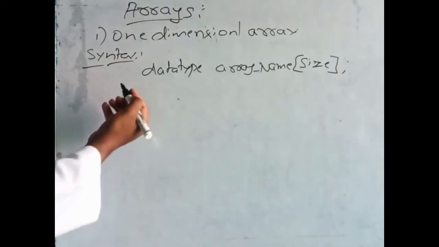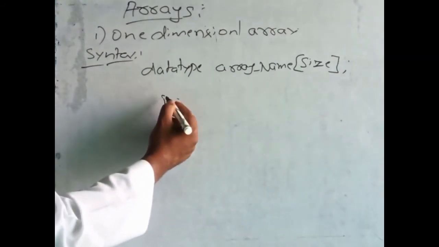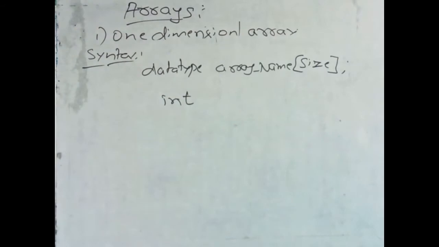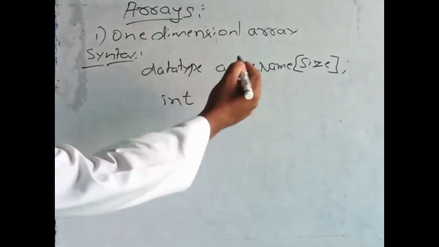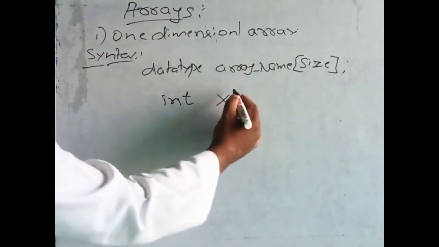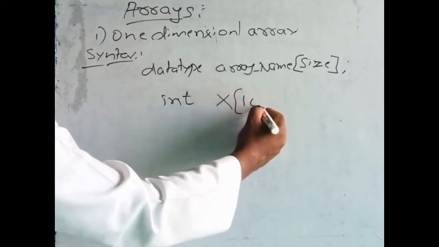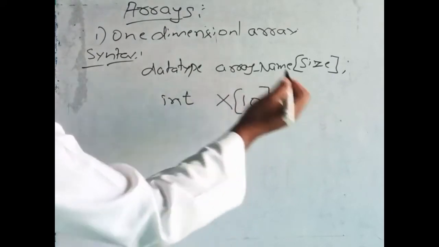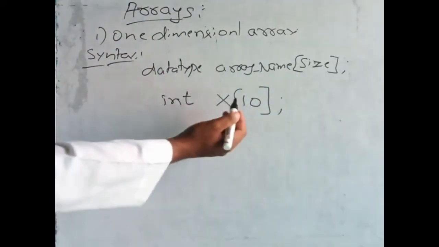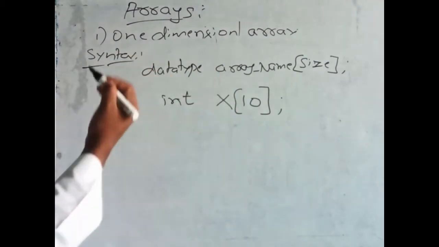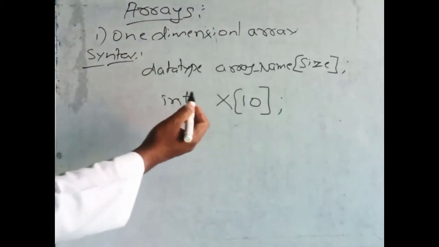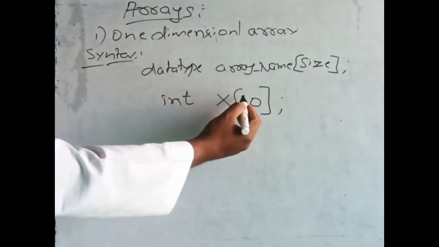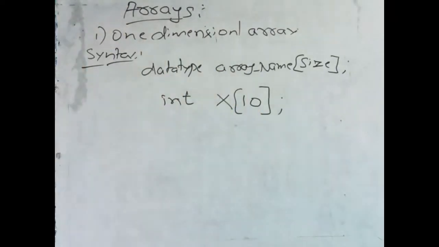For example, I am giving integer as the array type: int x. I am giving the name of the array as x. Here the size I am giving is 10, and finally a semicolon. 10 is the size of this array x. Here x is an integer type array which can contain a maximum of 10 elements.